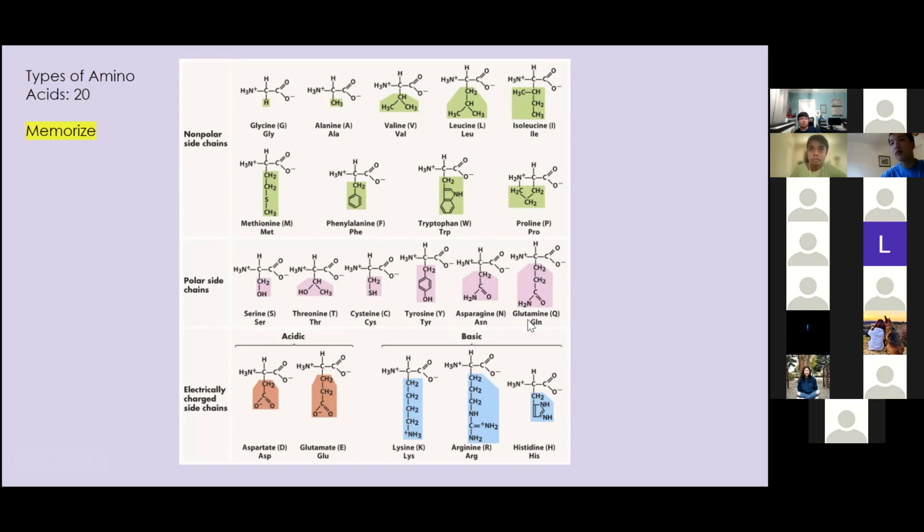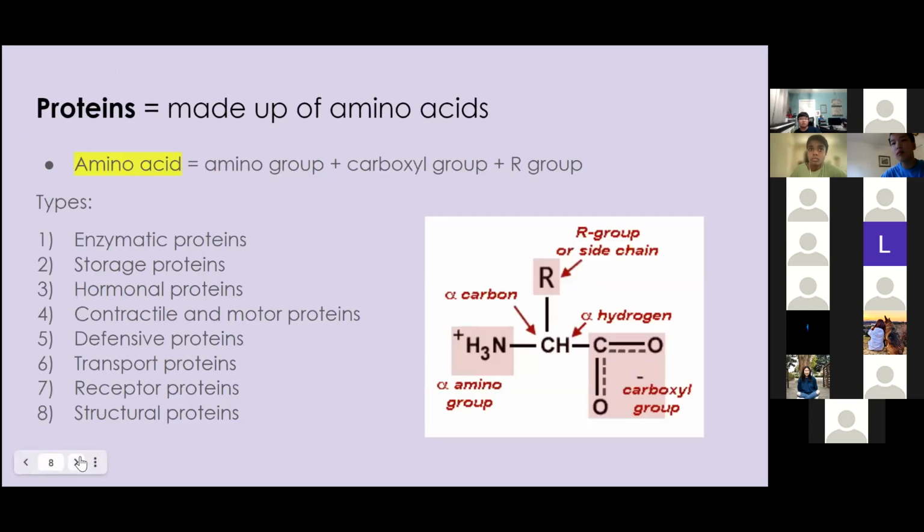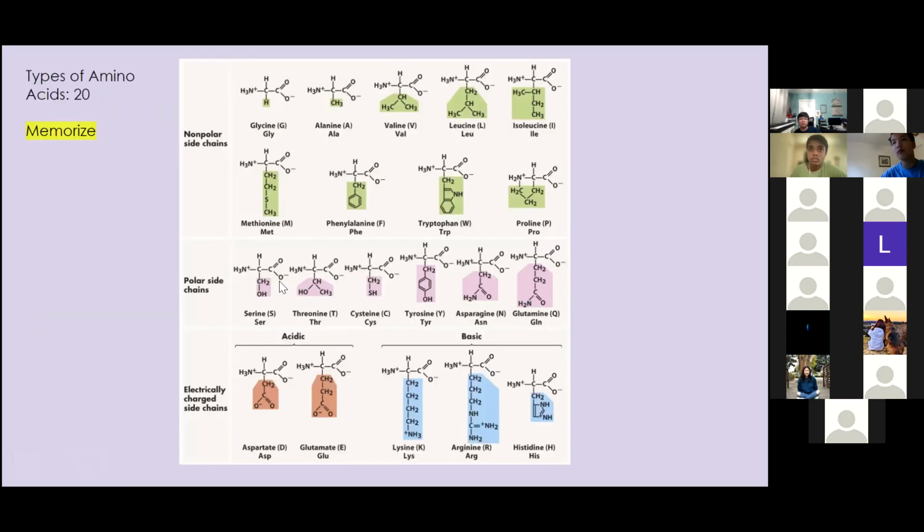So again, as I mentioned earlier, this R group or side chain is what is defining the amino acid. So that's why that's the part, or the R group or side chain, that is highlighted in all of these amino acids. So these are the polar ones, and then glycine, alanine, valine, leucine, isoleucine, methionine, phenylalanine, tryptophan, and proline are all the non-polar ones. And then we have the acidic ones, aspartate and glutamate. And then we have the basic ones, which are lysine, arginine, and histidine.